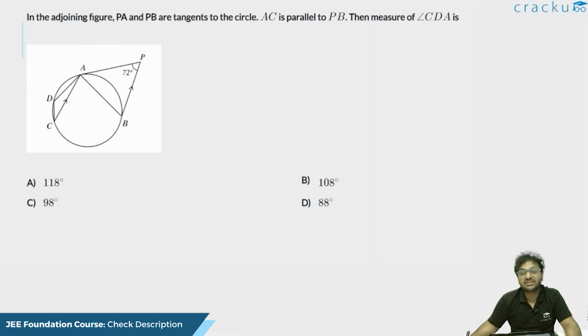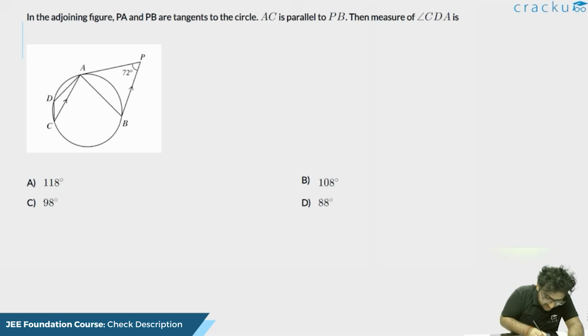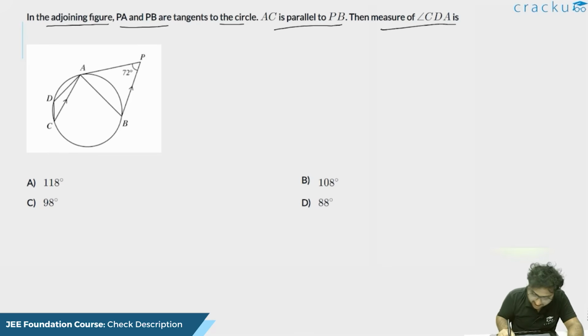Hi everyone. So let us look at this question. The question says, in the adjoint figure, PA and PB are the tangents of the circle. AC is parallel to PB. Then the measure of CDA is asked.